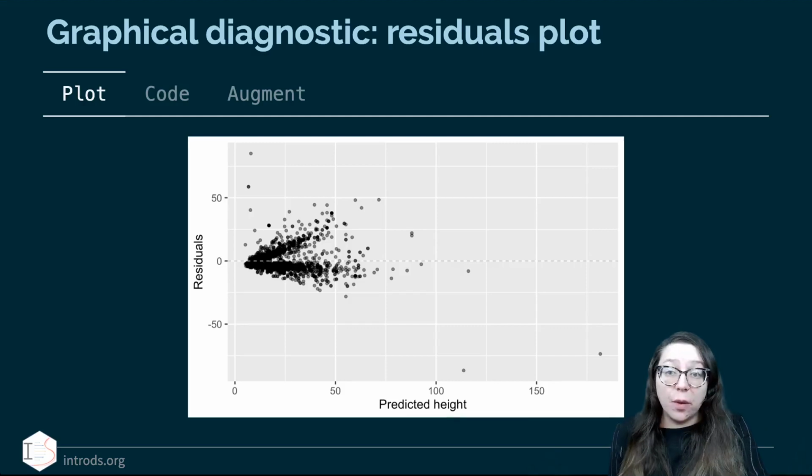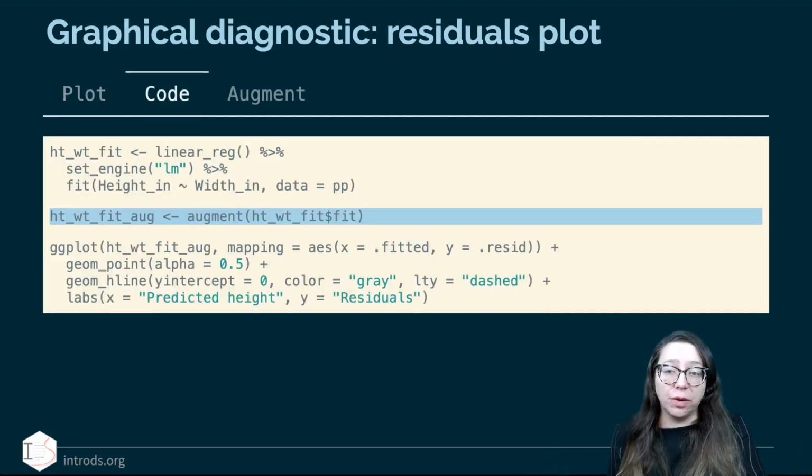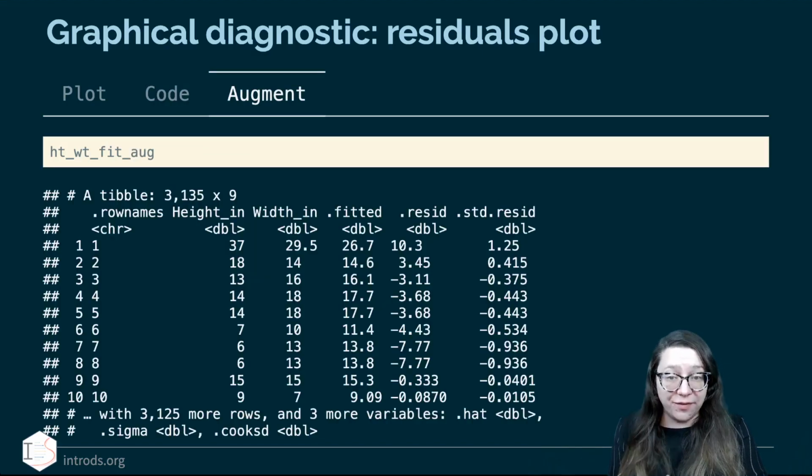How do we do this? We know how to fit the model, starting with the linear regression function, setting an engine, and then defining our model fit. We save that model fit object, and then we augment it. So what augmenting basically does is for every single data point in our model, it calculates a variety of things for them. And two of those things are the fitted values, which we call predicted values fitted since it's after the model fit, and the residuals. It also reports the standard errors of the residuals, and we'll talk about those at a later time.